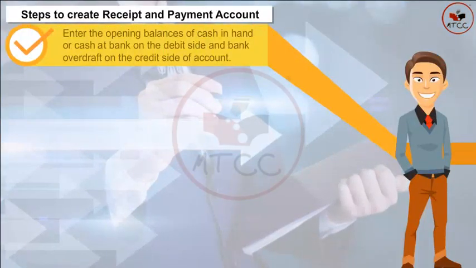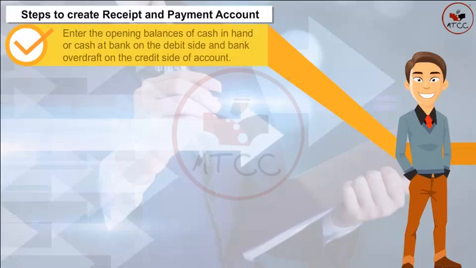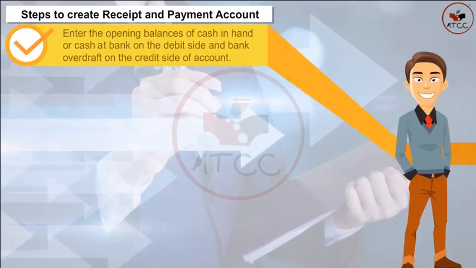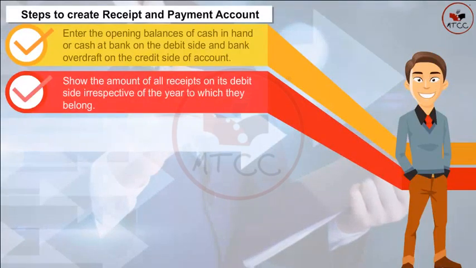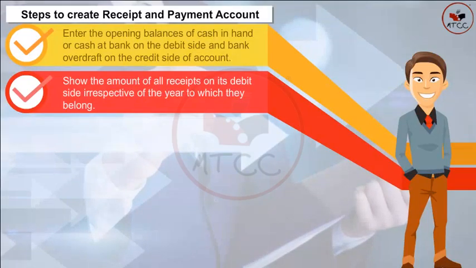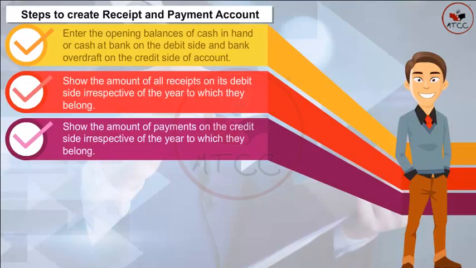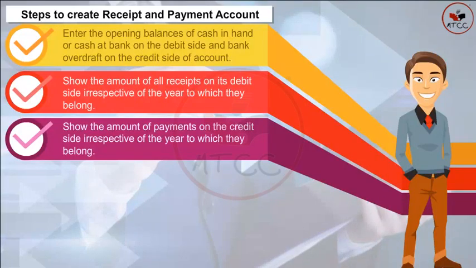Enter the opening balances of cash in hand or cash at bank on the debit side and bank overdraft on the credit side of the account. Show the amount of all receipts on its debit side, irrespective of the year to which they belong. Show the amount of payments on the credit side, irrespective of the year to which they belong.